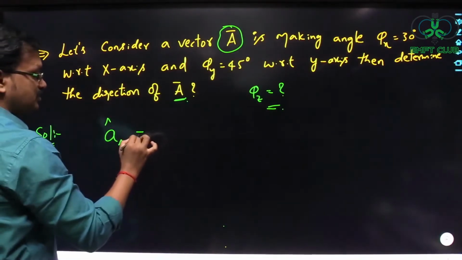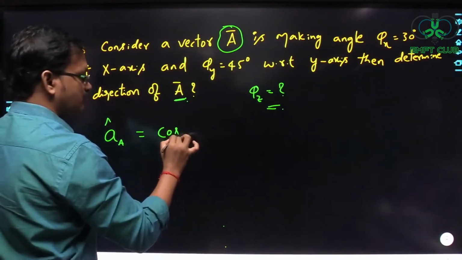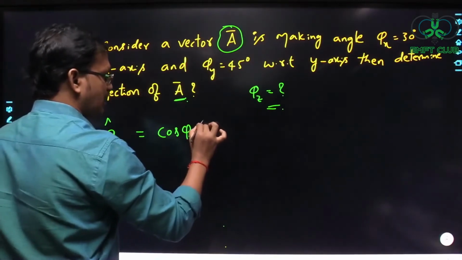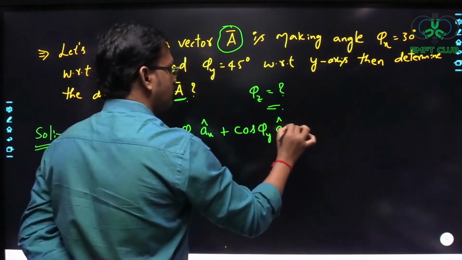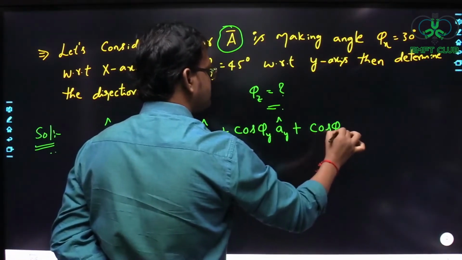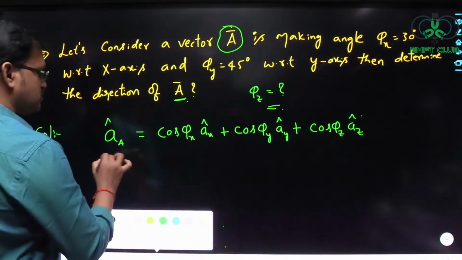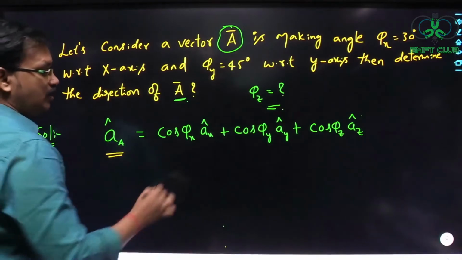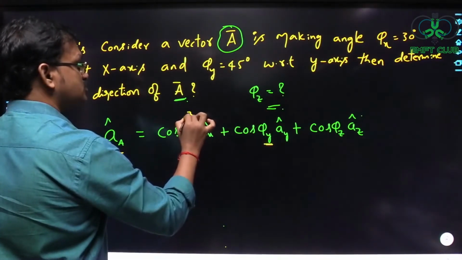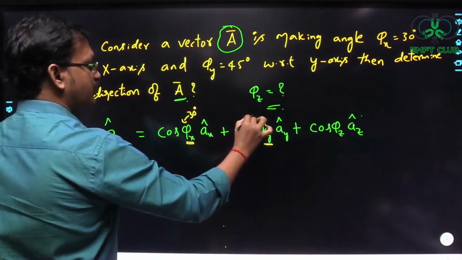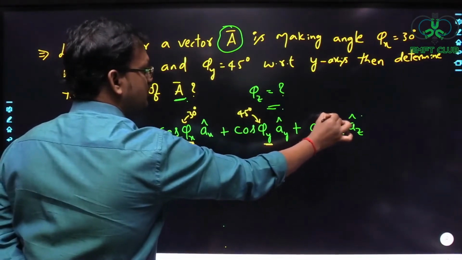I can represent the unit vector in terms of cosines: cos phi x Ax cap plus cos phi y Ay cap plus cos phi z Az cap. This is the unit vector along A bar. Here we know phi x, which is 30 degrees, and phi y, which is 45 degrees. We don't know phi z.